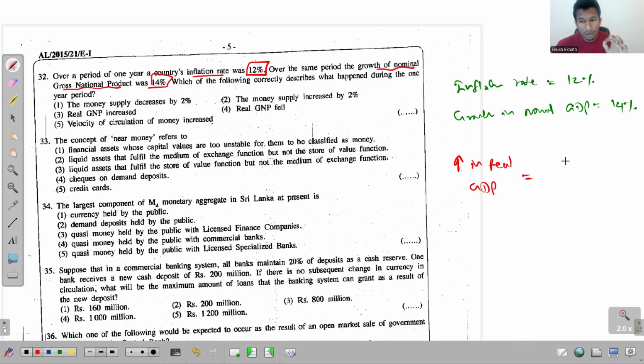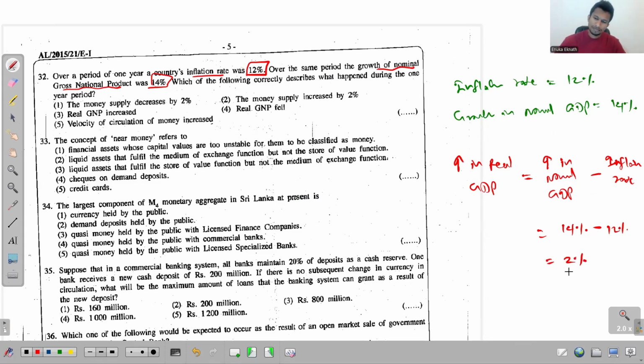According to the growth rate rule, to find the increase in real GDP, you just take the increase in nominal GDP. From that, you deduct the inflation rate, that is the increase in price level. So the increase in nominal GDP is 14%, and the inflation rate, the increase in price level, is just 12%, so the increase in real GDP is just 2%. Right. So that's all we can calculate using these two values.